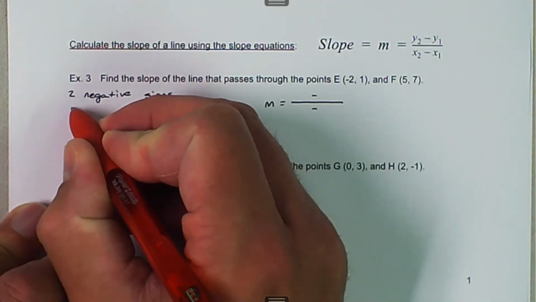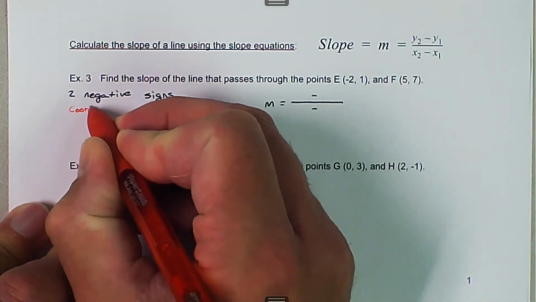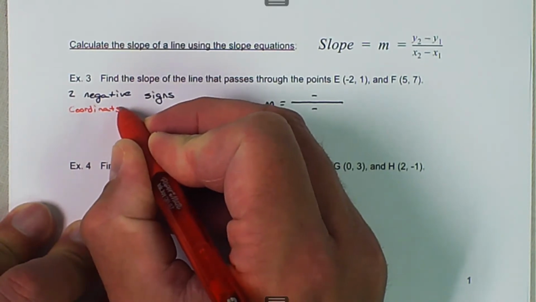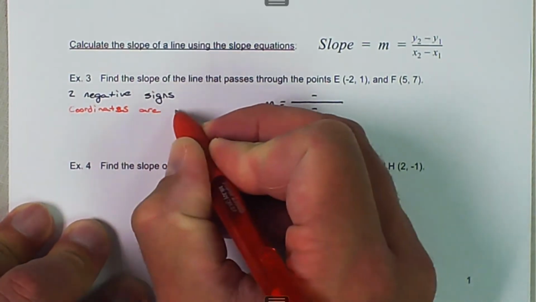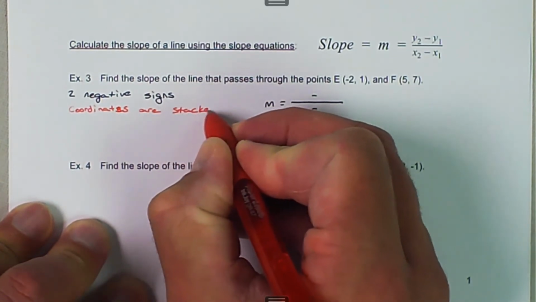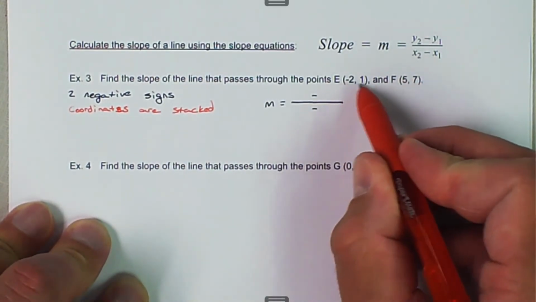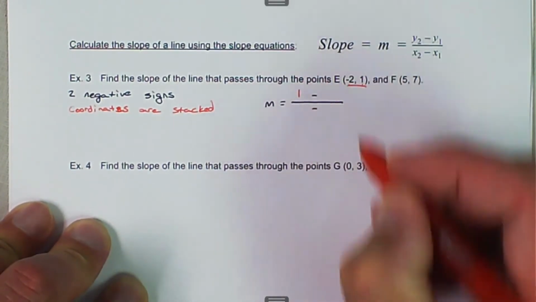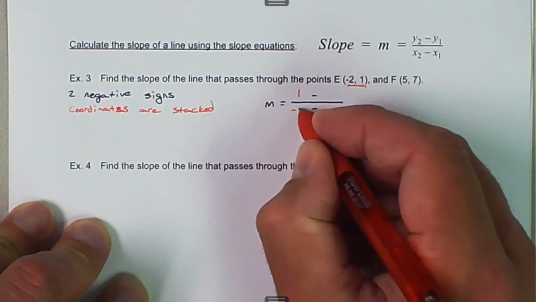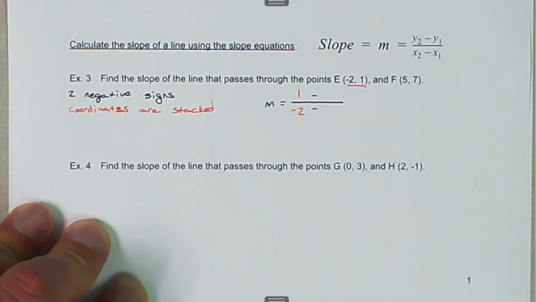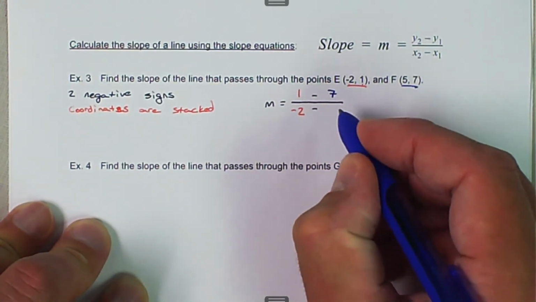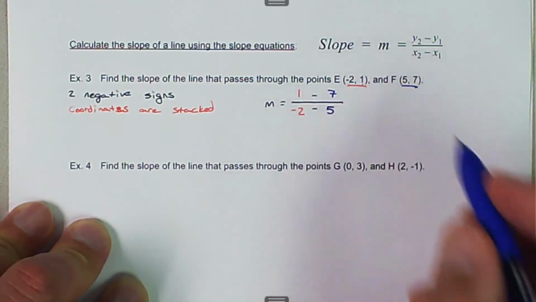The next thing we want to pay attention to is that the ordered pairs, or the coordinates, are always stacked. And what that means is this coordinate for E, negative 2, 1, is going to be stacked vertically with the y value in the numerator and the x value in the denominator. And it's going to be the same thing for our other coordinate. The y value is in the numerator and the x value is in the denominator.